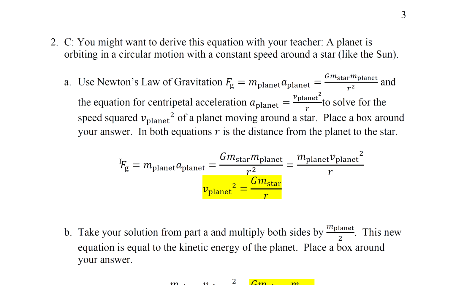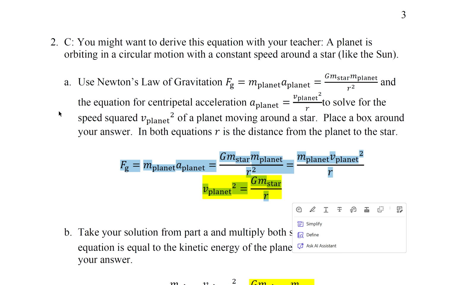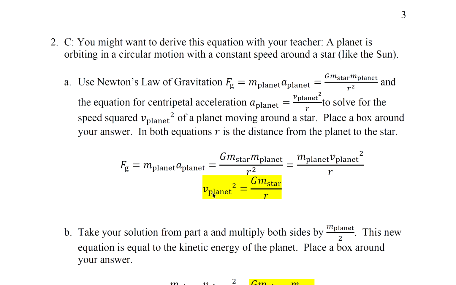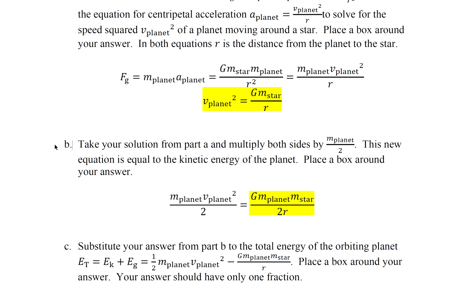So F equals ma, and a is equal to v squared over r. So just solve for v squared. You get this. Part B. Now take your solution from part A and multiply both sides by the mass of the planet over 2. This new equation is equal to the kinetic energy of the planet. So kinetic energy is 1/2 mv squared. Place a box around your answer.